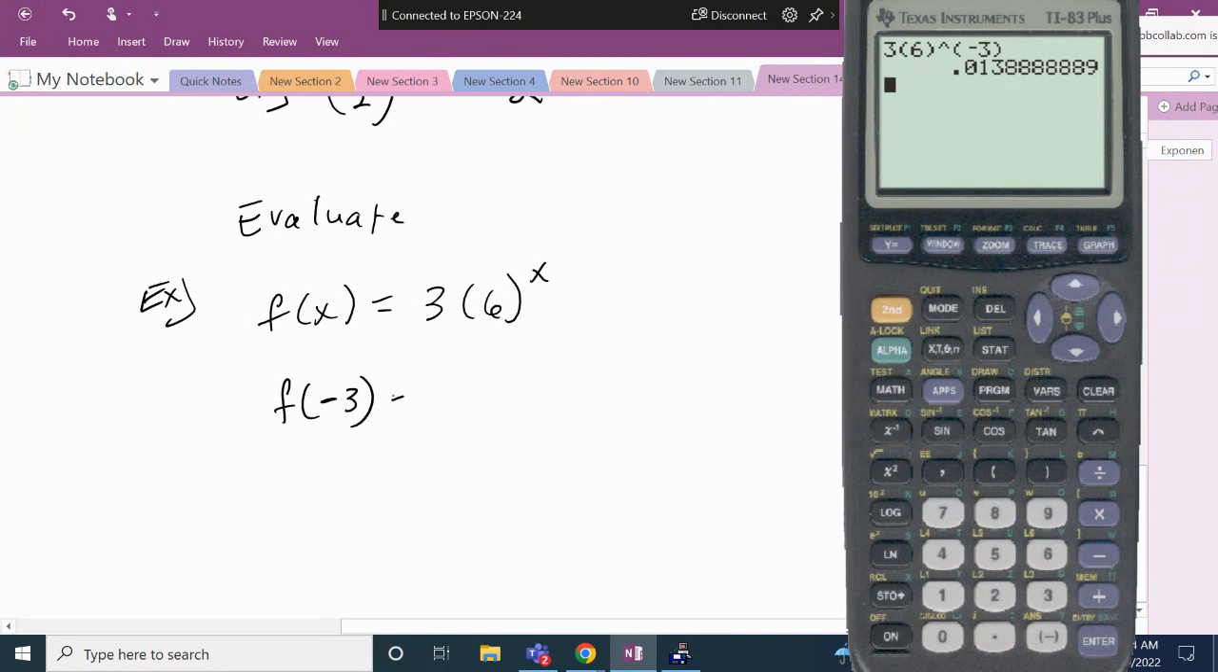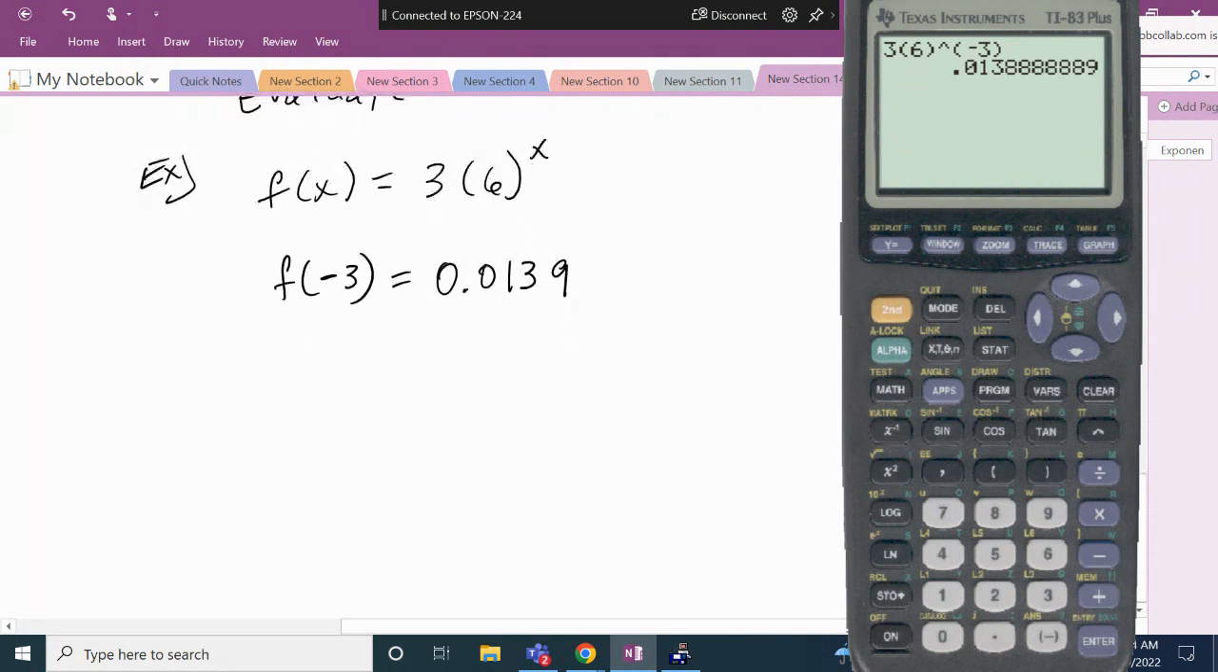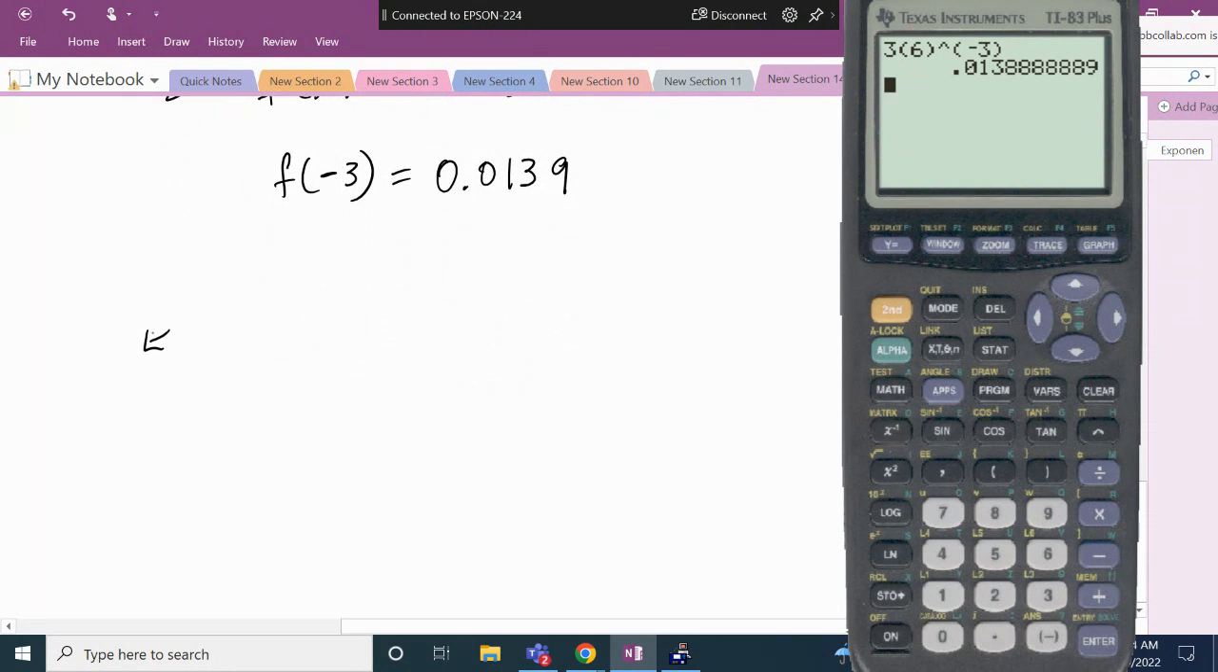And let's say if we round to 4 decimal places, we have 0.0139. All right, let's take a look at another example.